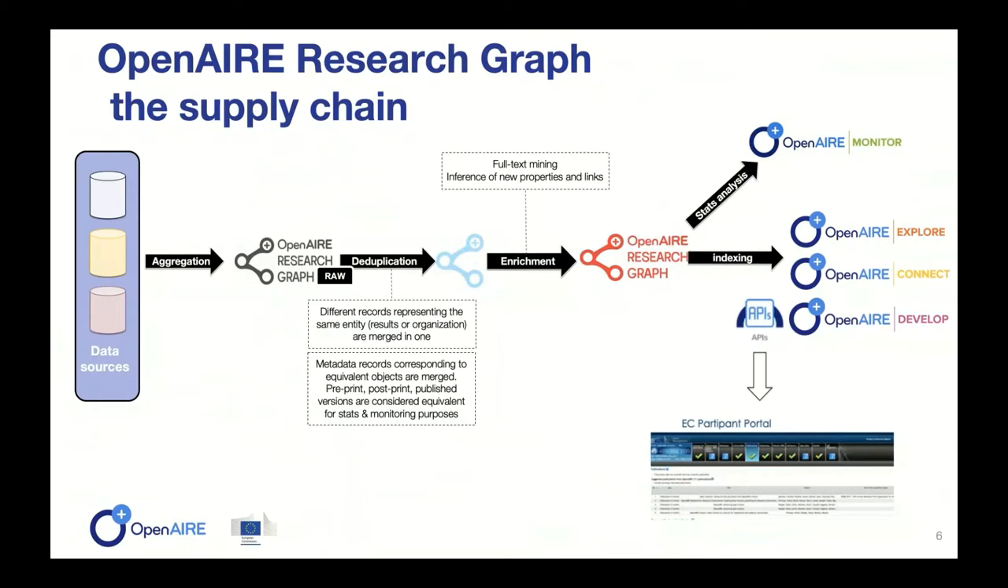So how do we build the graph? We collect from 12,000 data sources, roughly. We build a raw graph.